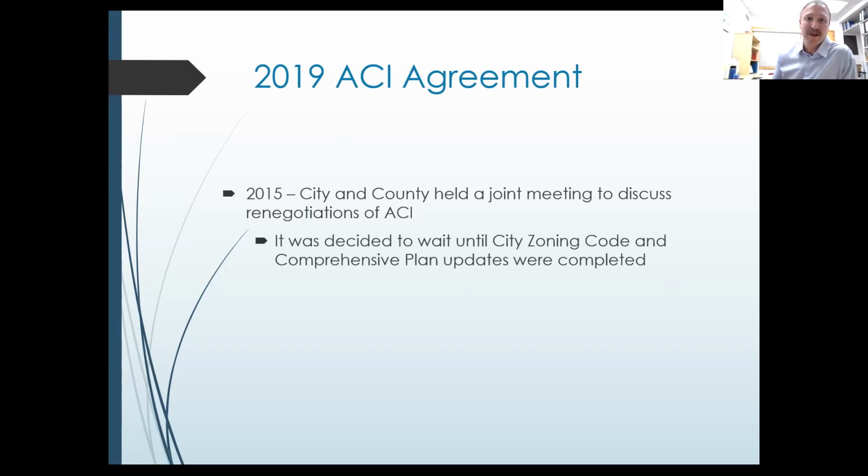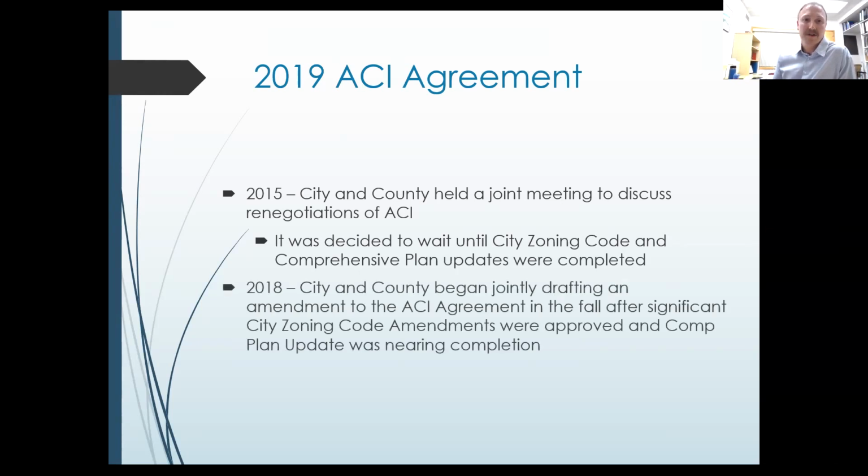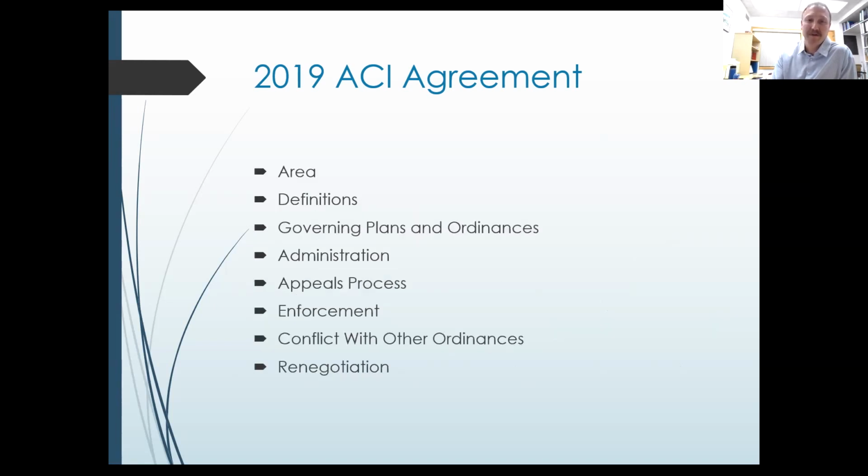So it was decided to wait until the city zoning code and comprehensive plan updates were completed. So over the last few years, we've been working on updating those, and it was useless to enter into renegotiations when those plans were going to be updated shortly. So in 2018, we began jointly drafting the amendment to the area city impact agreement in the fall after we ended up adopting the zoning code and comp plan amendments. And then on February 20th of 2019, we had an updated ACI agreement that was executed.